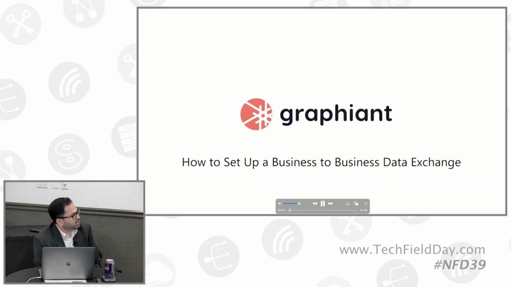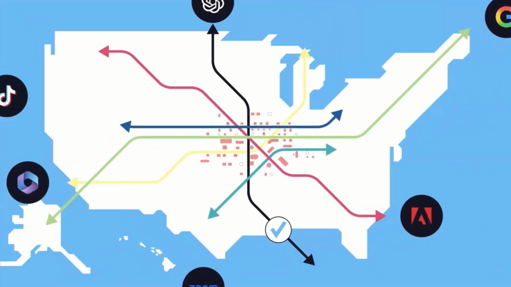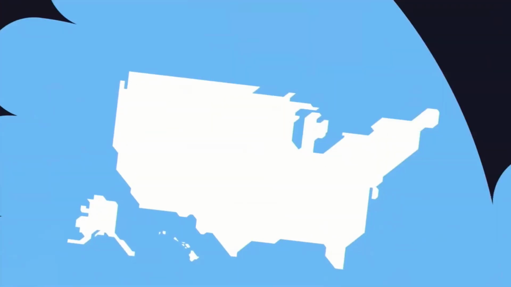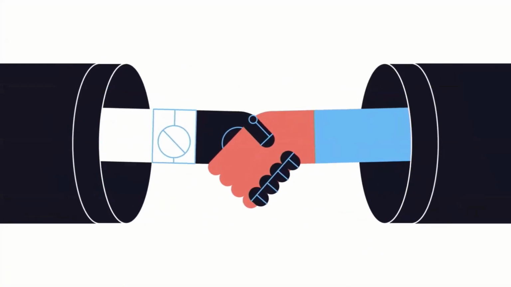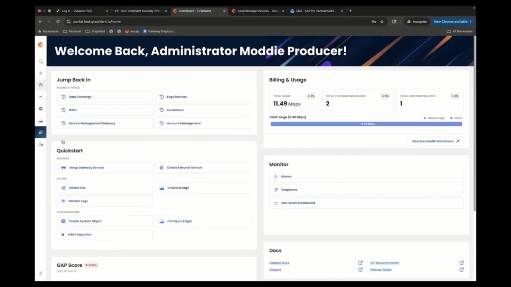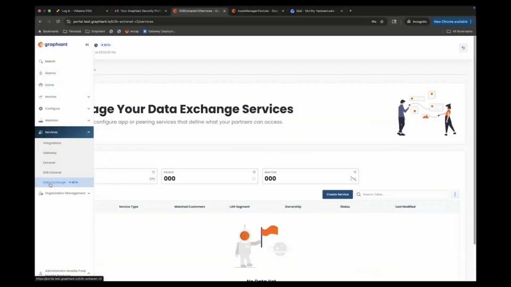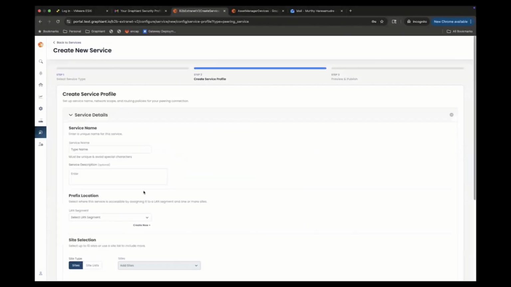So like I mentioned, AI is a massive distributed publisher-subscriber problem at a global scale. All of this data exchange needs to happen in three easy steps. The first step, like I mentioned, is creating the publisher inventory. Graphiant allows you to create a service, whether it's an application or a peering service.